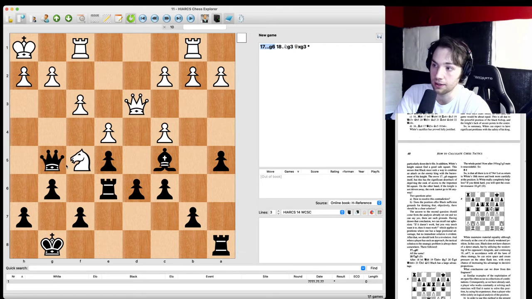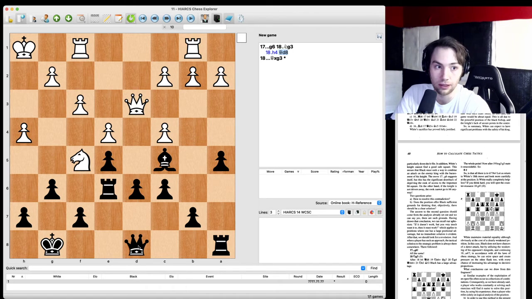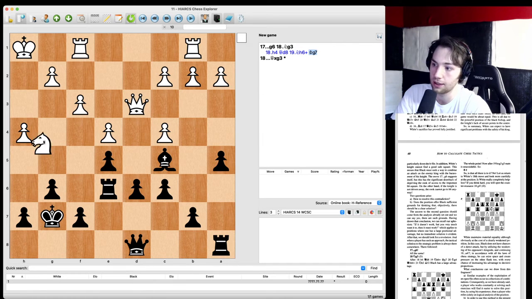But wait a second. Let's go back. So what if he sees what we're up to, and he goes, okay, wait, I'm going to go here. I'm not going to let you sacrifice your queen. Well, let me go queen back like this. Knight to h6 check, king comes up, knight g4.